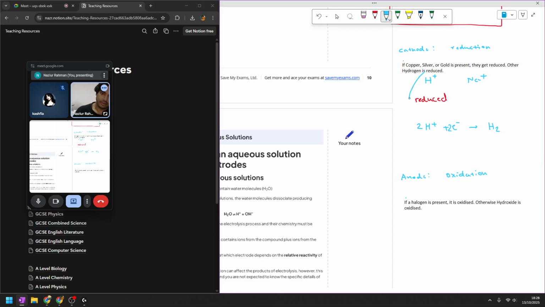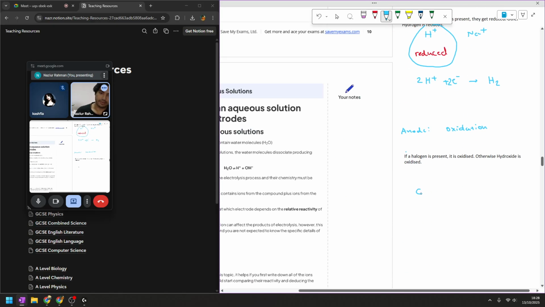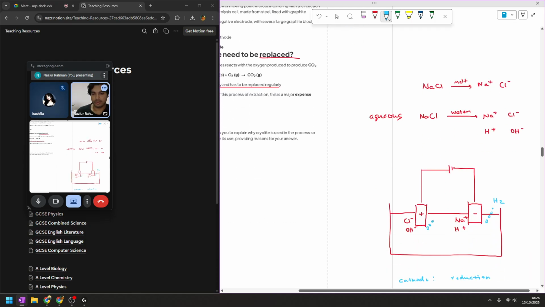Whereas here we do have a halogen. If a halogen is present, it's oxidized. Otherwise, hydroxide is oxidized. So here on the anode we have chloride and we have hydroxide. Because we do have a chloride, that's what's going to get oxidized. So the chloride ions would lose their electrons to make chlorine atoms, and then they'll make chlorine molecules. So at the anode, you're going to make chlorine gas.